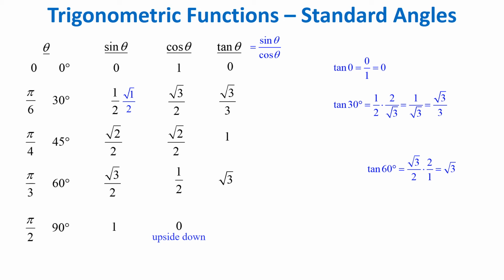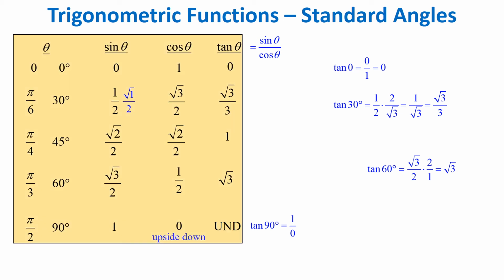All right, watch what happens with tangent of 90 degrees. We're going to do 1 over 0, but because there's 0 in the denominator, this is really undefined. And then I'll put undefined there.